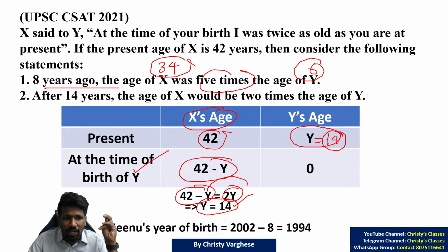34 is not 5 times 6. So the first statement is wrong. 34 is not equal to 5 into 6. 30 is 5 into 6. So the first statement is wrong.